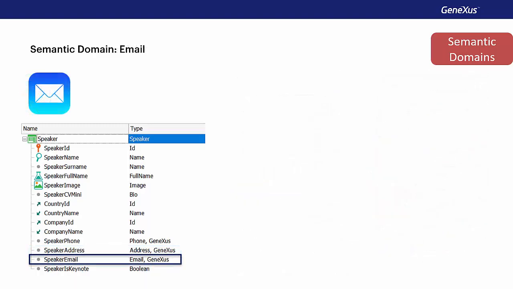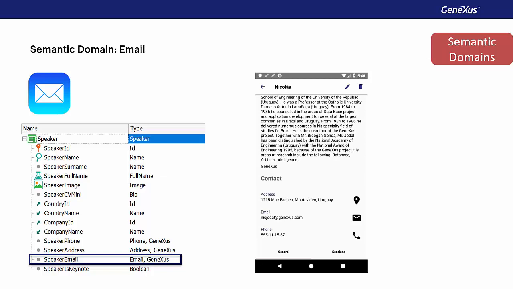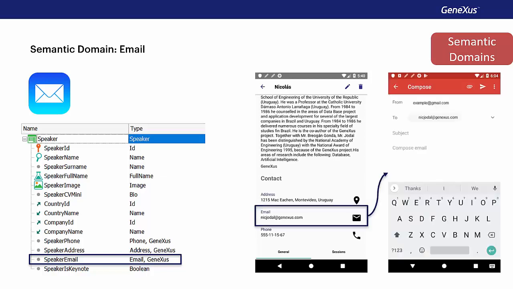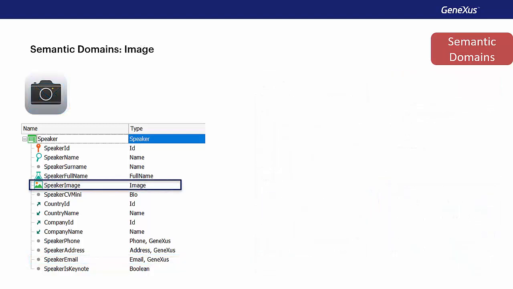The email domain is similar, but it's used to store email addresses. Also, when the attribute or variable is read-only, tapping on it will open the default application to send email messages. On the same speaker screen, tapping on the email opens the email application, in this case, Gmail.